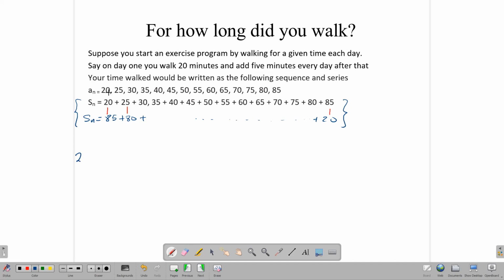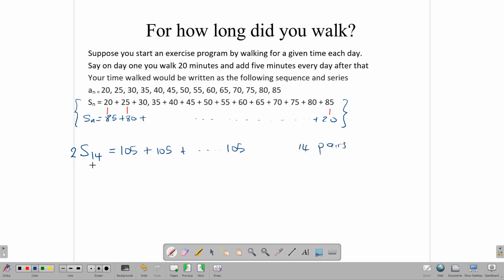If we add this series and this one together, then we have two of them. Remember, there are 14 terms, 1, 2, 3, 4, 14 terms. So for the sum of the series, S14, we add these two first. When you add 20 and 85, you get 105. When you add 25 and 80, it's 105. And it happens all the way down until you reach here, it's still 105. Now there are 14 of these numbers, and we're adding them twice, so there are 14 pairs.